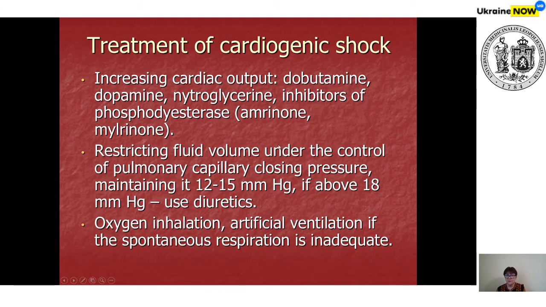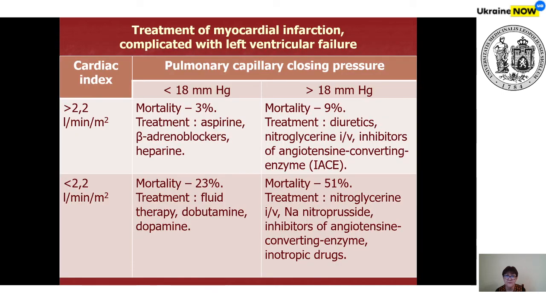Increasing cardiac output. You should use dobutamine, maybe in some cases dopamine, nitroglycerin, inhibitors of phosphodiesterase such as amrinone, milrinone. Restricting fluid volume under the control of pulmonary capillary closing pressure, maintaining it at the level 12-15 millimeters of mercury. If it's above 18 millimeters of mercury, you should use diuretics. Oxygen inhalation, artificial ventilation, if spontaneous respiration is inadequate.